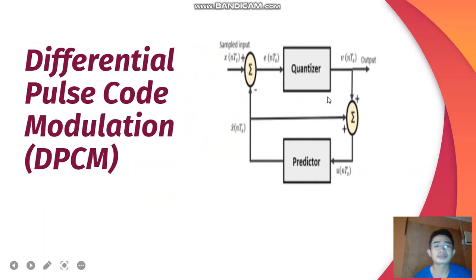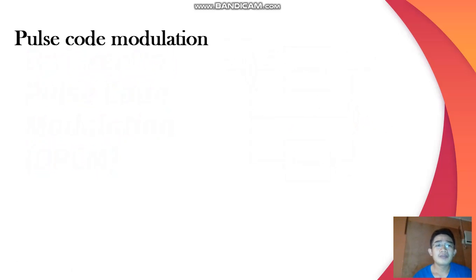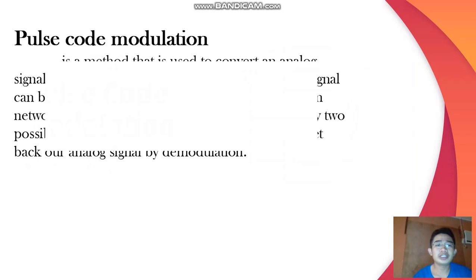This is the differential pulse code modulation. We can see in this picture the quantizer and the predictor. I will discuss it later. But before that, what is pulse code modulation?